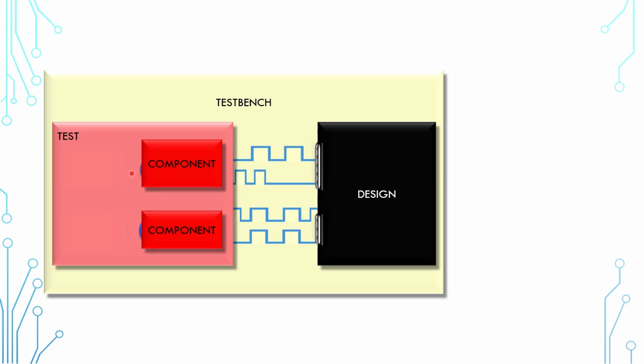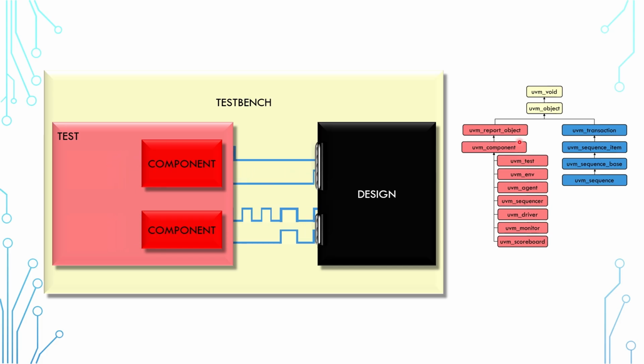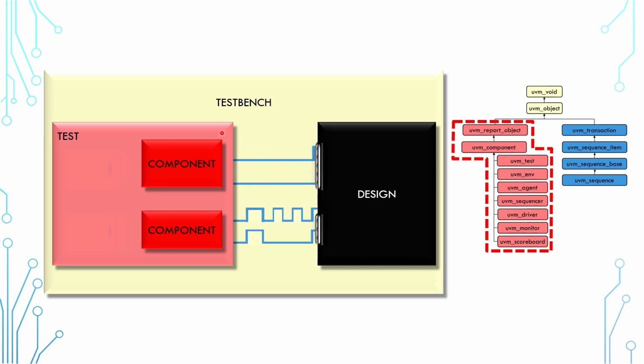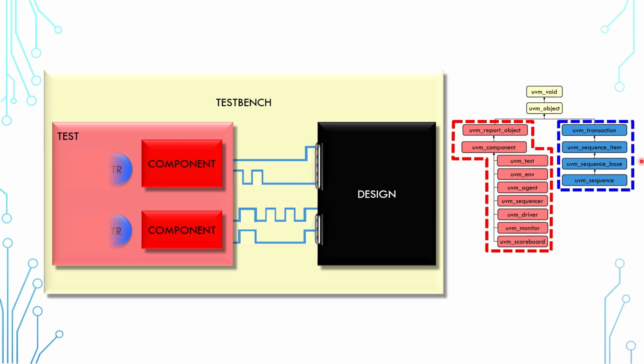If we look into the UVM class diagram, generally we use these red classes to model the test and components, and we use these blue classes to model the transactions. In a simple manner, the blue classes represent data and the red classes manipulate data. But since both of them deal with data, some of the functionality are being put into the UVM object, which is the focus of this video.